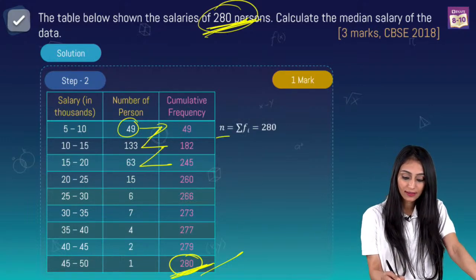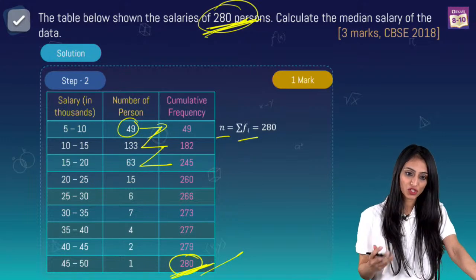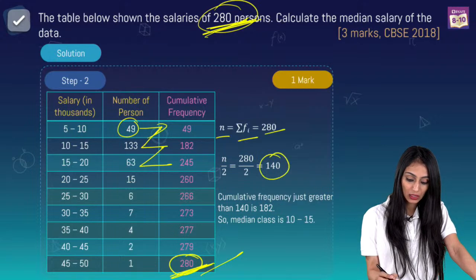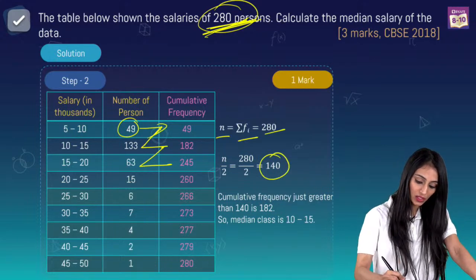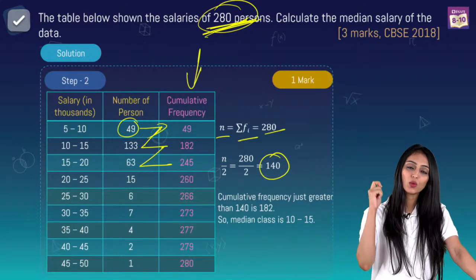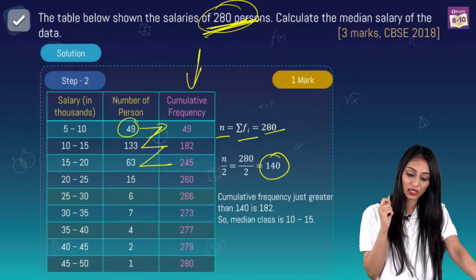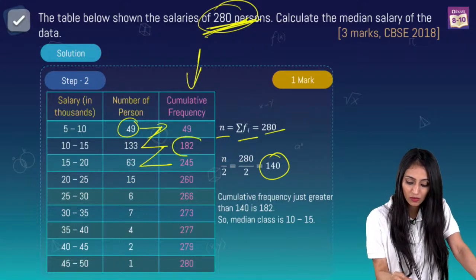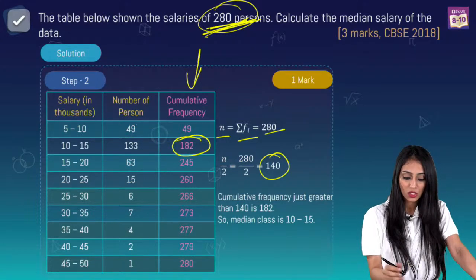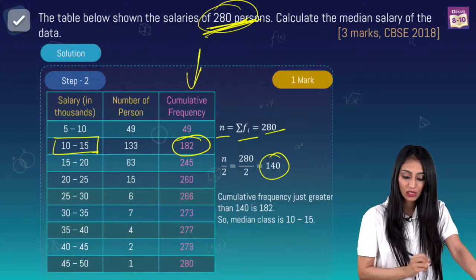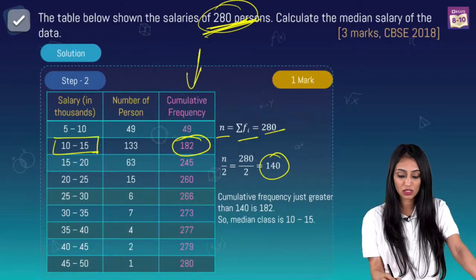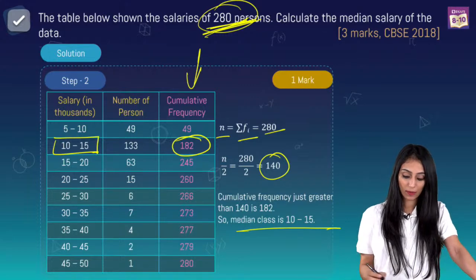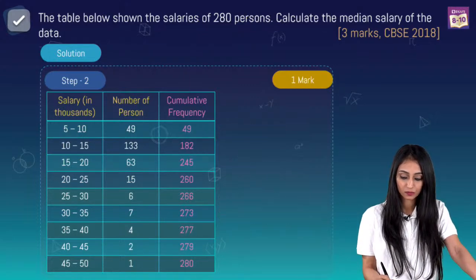Now, what is n? That is the sum of all the frequencies, summation fi, that's 280. I will first find n by 2, which is 140. Now, in the column of cumulative frequency, we will check the value which is just greater than 140. What is just greater than 140? That's 182. The class corresponding to this is 10 to 15. So this is going to be my median class.